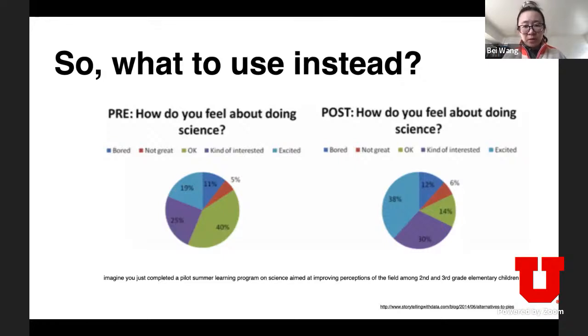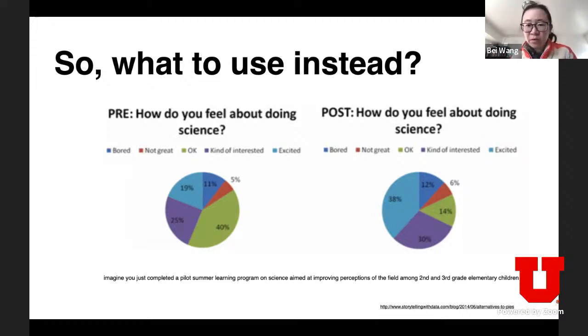So the question is, what do you want to use instead, right? For example, this is a specific case where, let's say you did a summer program project on science aimed at improving the perception of the field among 2nd and 3rd grade elementary children. And you're showing your data before and after your research, okay? You're looking at how the elementary students are responding to science, whether they are bored with science, okay with science, or excited about science. You're looking at the before and after.